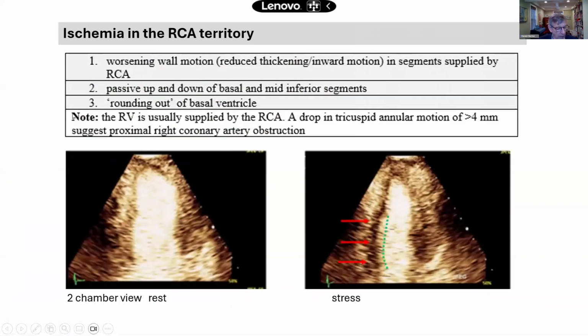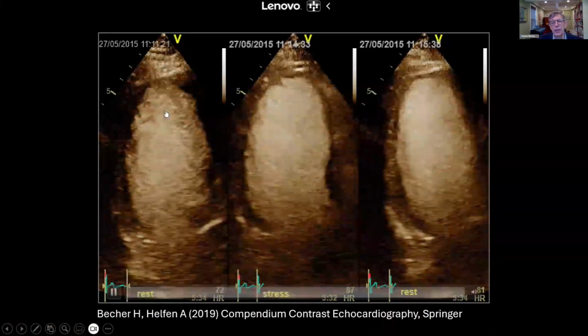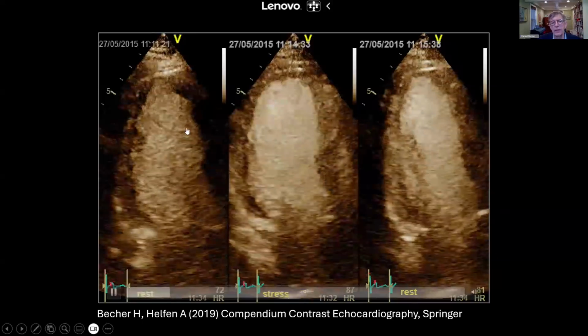Now, this summarizes again the findings of an RCA ischemia: less inward motion, passive up and down. If anything, what you see is often also not so impressive, and some rounding up of the ventricle. But one thing you should not forget, which is so easy to do and has nothing to do with contrast, is a drop in the TAPSE value of more than 4 millimeters at peak stress suggests proximal right coronary artery obstruction. That has been included into the most recent ASE guidelines.